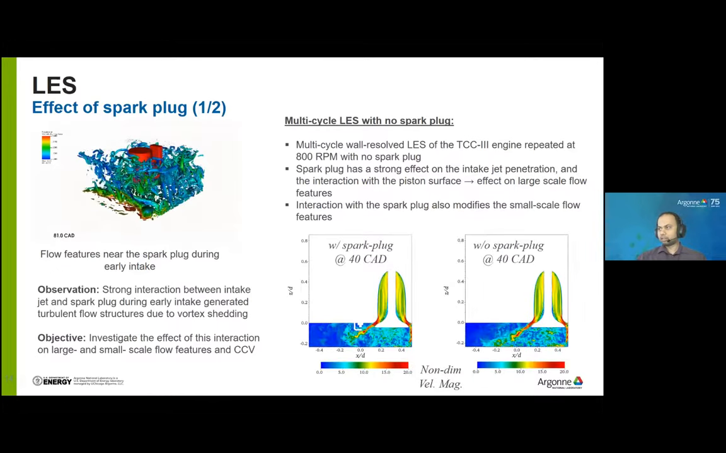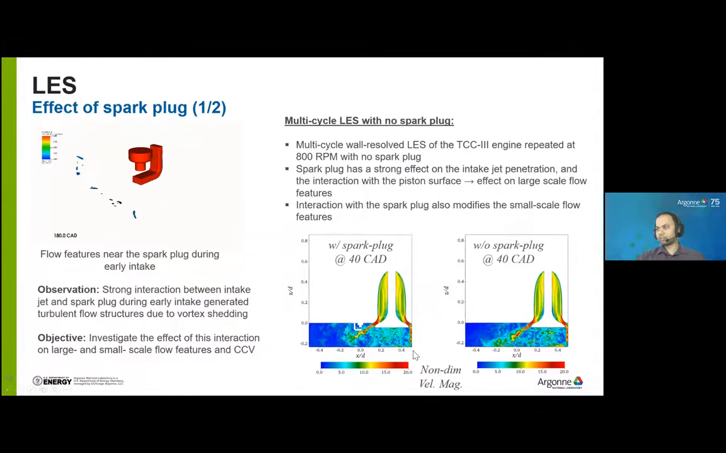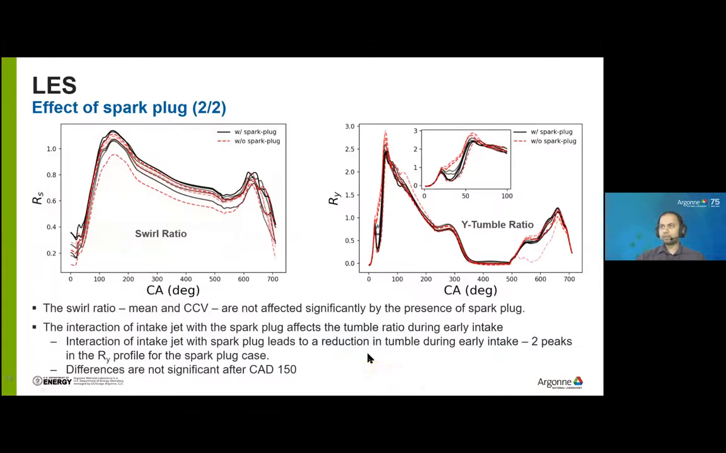So here is some initial comparison of the intake jet structure with and without spark plug. Overall, we don't see too much difference near the spark plug, but you can see that the boundary layer at the piston surface is heavily impacted by the spark plug. Because of this interaction, the boundary layer development is much slower for the spark plug case compared to the no spark plug case. And we also compared the large scale flow structures between the two cases.